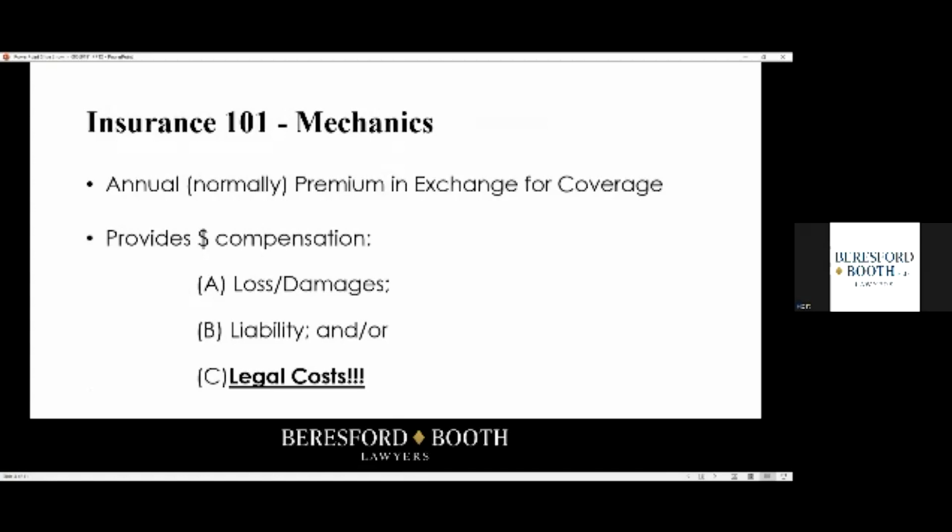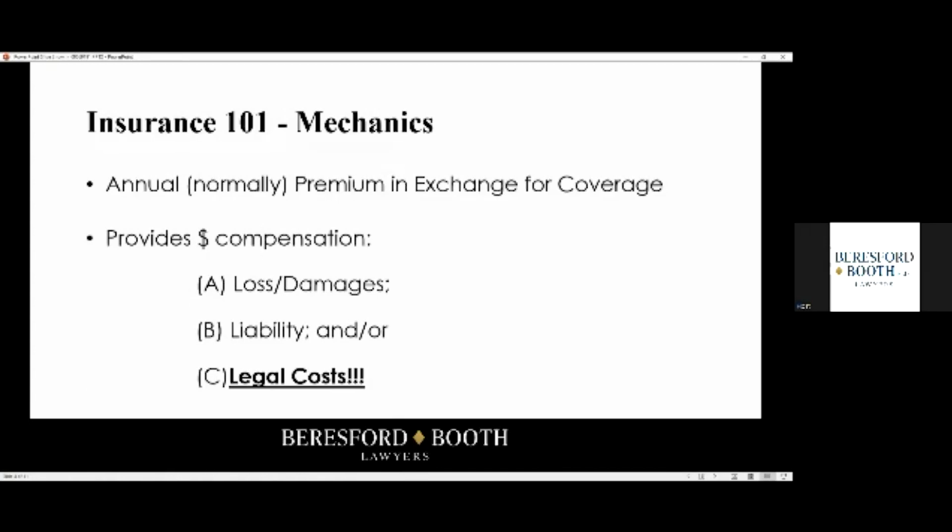Now, there are policies that may have 2-year policy periods. They may have less than that or more than that, but the typical policy is annual. And a lot of times you can either pay that annual premium all at once, in which case you might even get a discount, or you pay it monthly, which a lot of folks do as well. So you're paying a premium, and in exchange for that money, you're getting coverage. And the coverage usually falls into 3 categories.